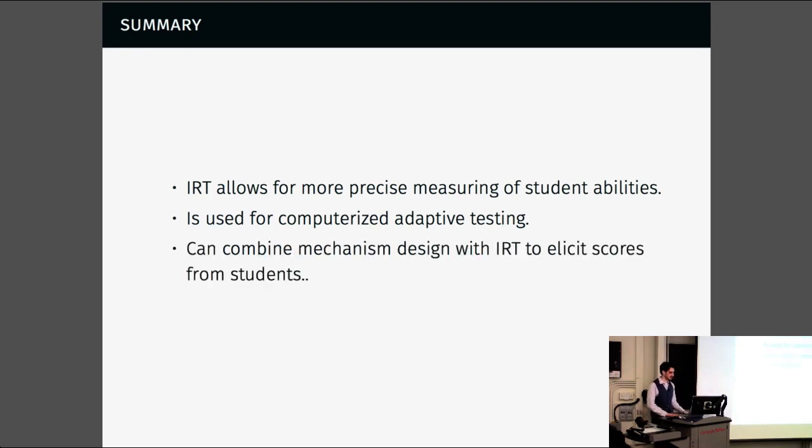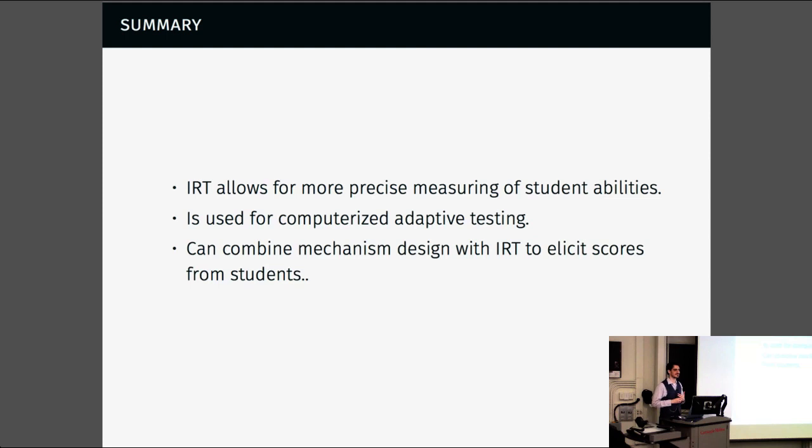And then lastly, we saw that we can find an interesting application where we can combine mechanism design with IRT to elicit scores from students. But there's still maybe some work to be done to make this an ideal mechanism, both from a perspective of fairness, and also what we saw with if the students know the mechanism you're implementing, if they know you're not going to grade things, then they can still manipulate it. So how you get around that.